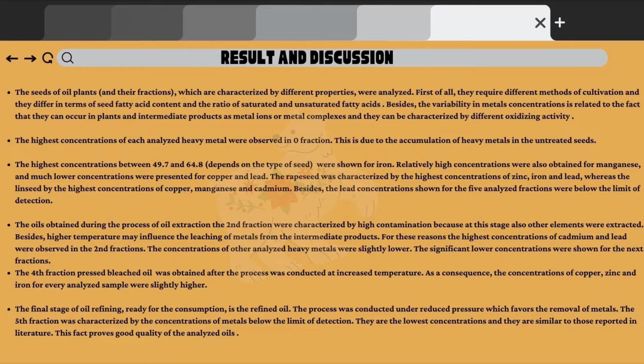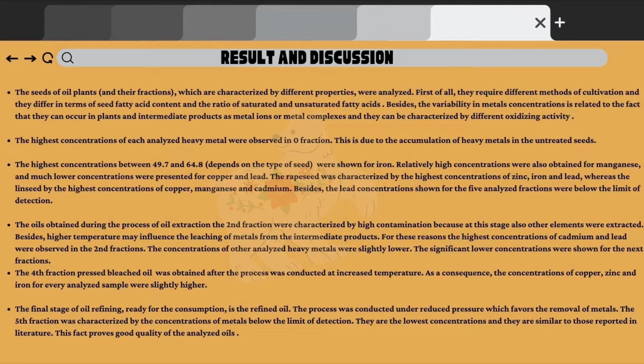The highest concentration of each analyzed heavy metal was observed in the zero fraction. This is due to accumulation of heavy metals in the untreated seed. The highest concentration, between 49.7 and 64.8 depending on the type of seed, was shown for iron. Relatively high concentrations were also obtained for manganese and much lower concentrations were presented for copper and lead. The rapeseed was characterized by the higher concentration of zinc, iron and lead, whereas the linseed by the highest concentration of copper, manganese and cadmium. Besides, the lead concentration shown for the 5 analyzed fractions was below the limit of detection.